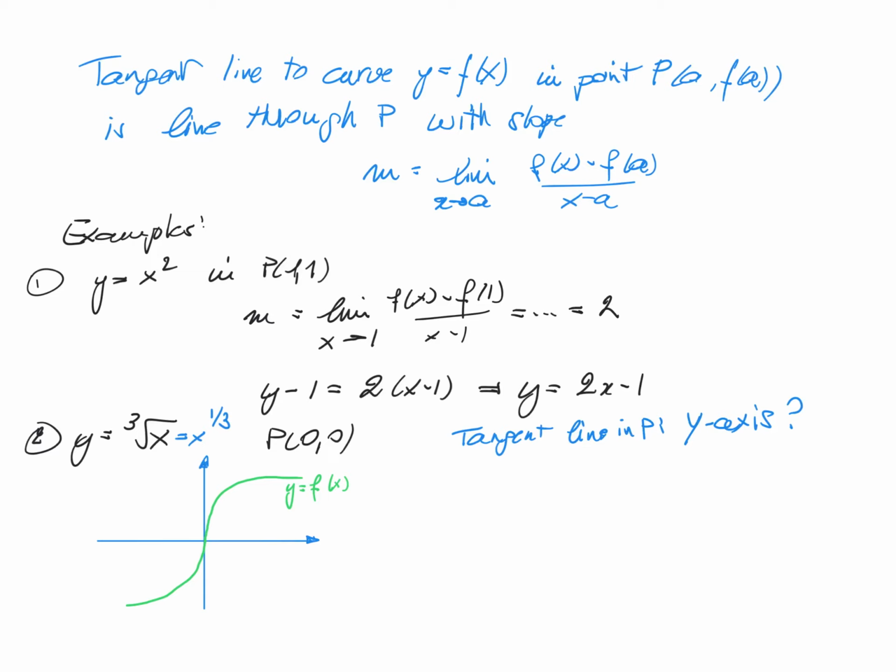Now let's also calculate this. So we calculate the slope, the limit of f(x), so x to the power 1 over 3, minus f(0), which is 0, divided by x minus 0, and then we move x towards 0. So this is the limit of x to the power minus 2 over 3 for x going to 0, or a limit of plus infinity. So this limit does not exist, it is plus infinity. Hence, our slope will be plus infinity, and we are indeed confronted with a vertical line in the point (0, 0). The vertical line through (0, 0) is the y-axis.